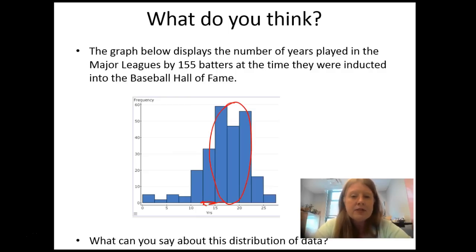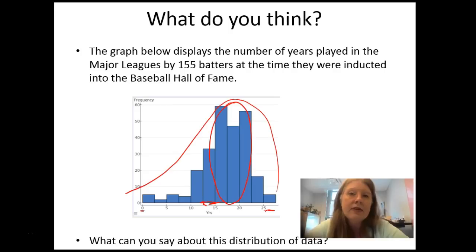You might say, wow, there were some players that obviously hadn't been in the major leagues for very long at all when they were inducted into the Baseball Hall of Fame, maybe not even a year. And there were some that were in there more than 25 years. So you could talk about the overall range. You might look at the shape. So you might notice that if you imagine a smooth curve over this histogram, the tail is pointing out toward the lower values. And that type of shape has a particular name, and we'll learn about that shortly.